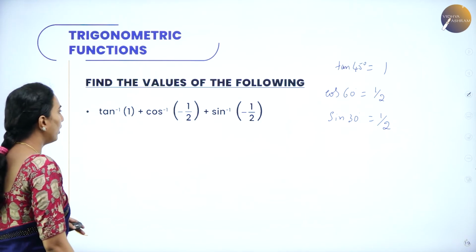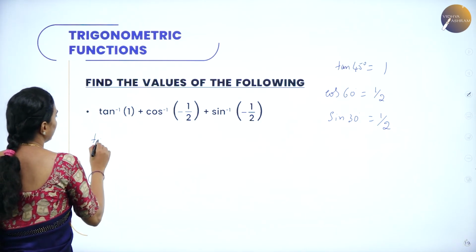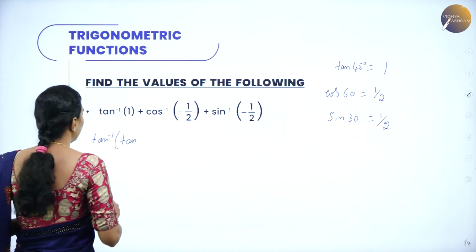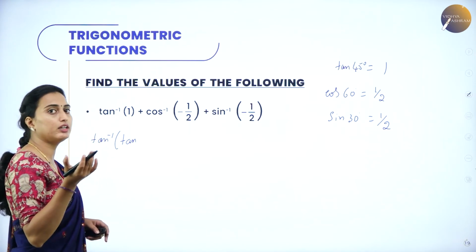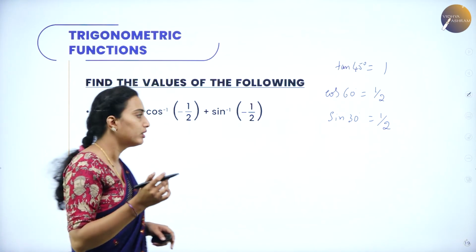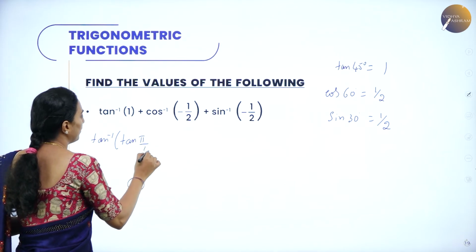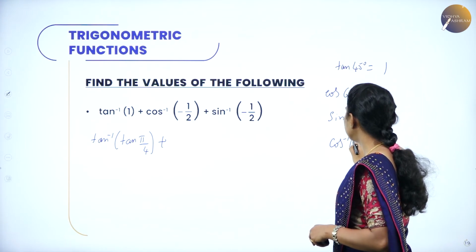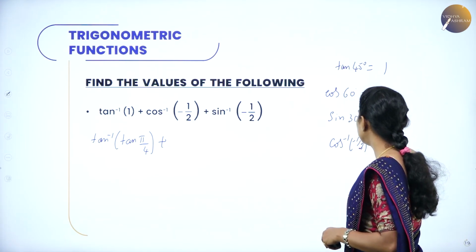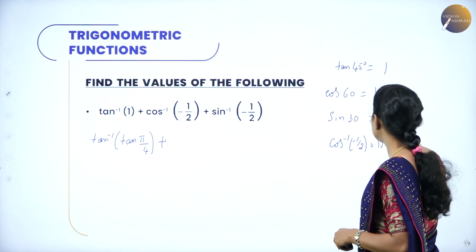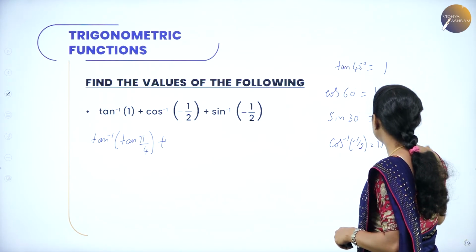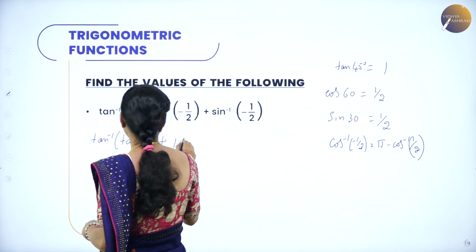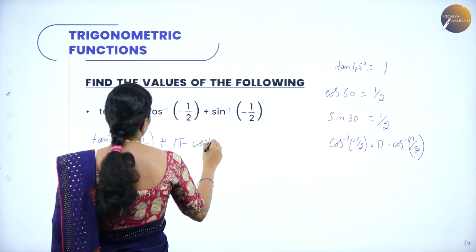Next, we'll be moving on. Tan inverse of tan 45 degree. 45 degree can be written in the form of pi by 4, so I write pi by 4. Cos inverse of minus 1 by 2 can be written as pi minus cos inverse 1 by 2. So I write this as it is: pi minus cos inverse 1 by 2.